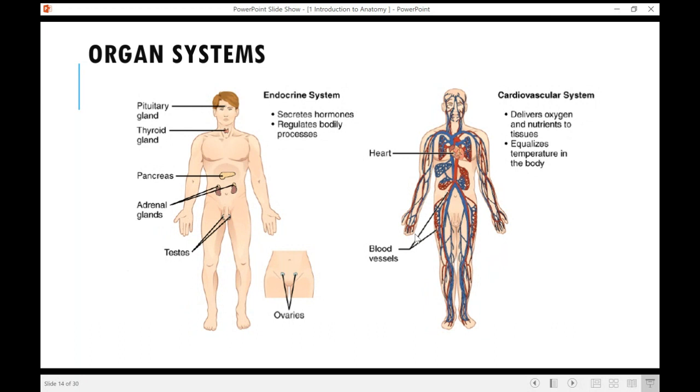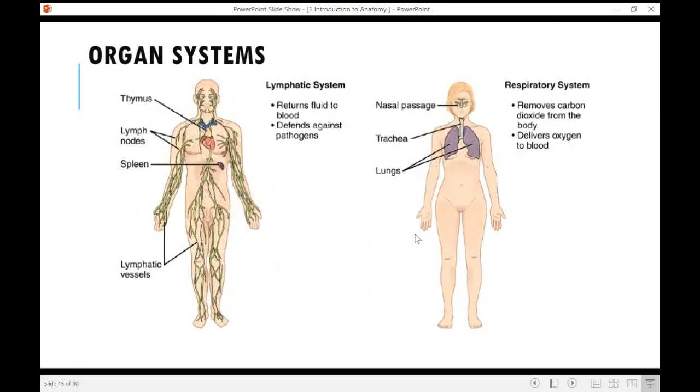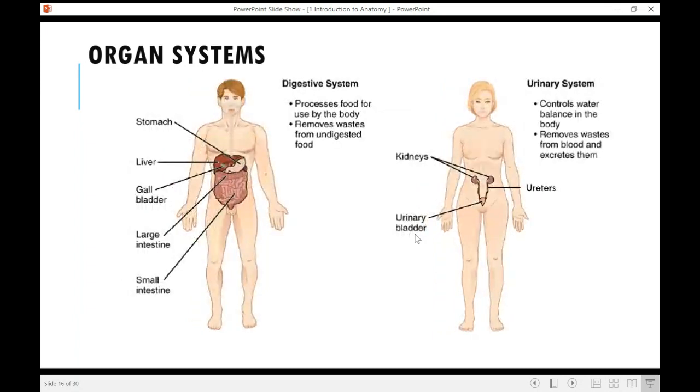Our cardiovascular system is going to be our heart and our blood vessels, which help to deliver the oxygen and the nutrients to our tissues, as well as to pull the waste out, and it helps to equalize the temperature within the body. We have our lymphatic system. The lymphatic system helps to return fluid to the blood and helps to defend against our pathogens. So pathogens would be like bacteria, virus, fungi, anything that can make you sick. And our respiratory system helps to remove carbon dioxide from the body, and it delivers the oxygen to our blood.